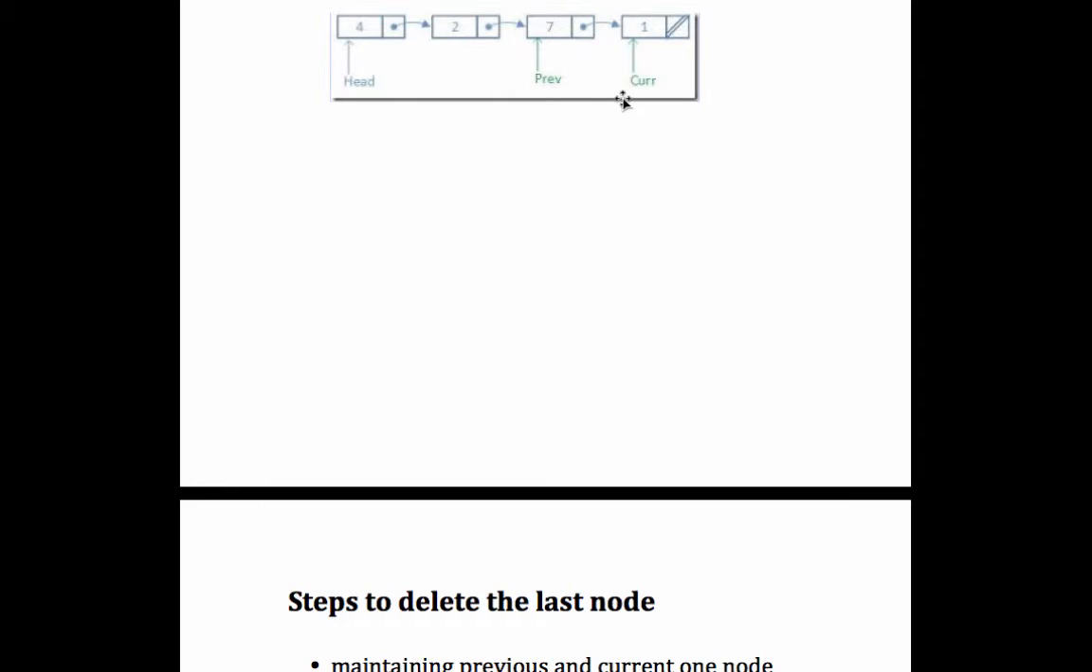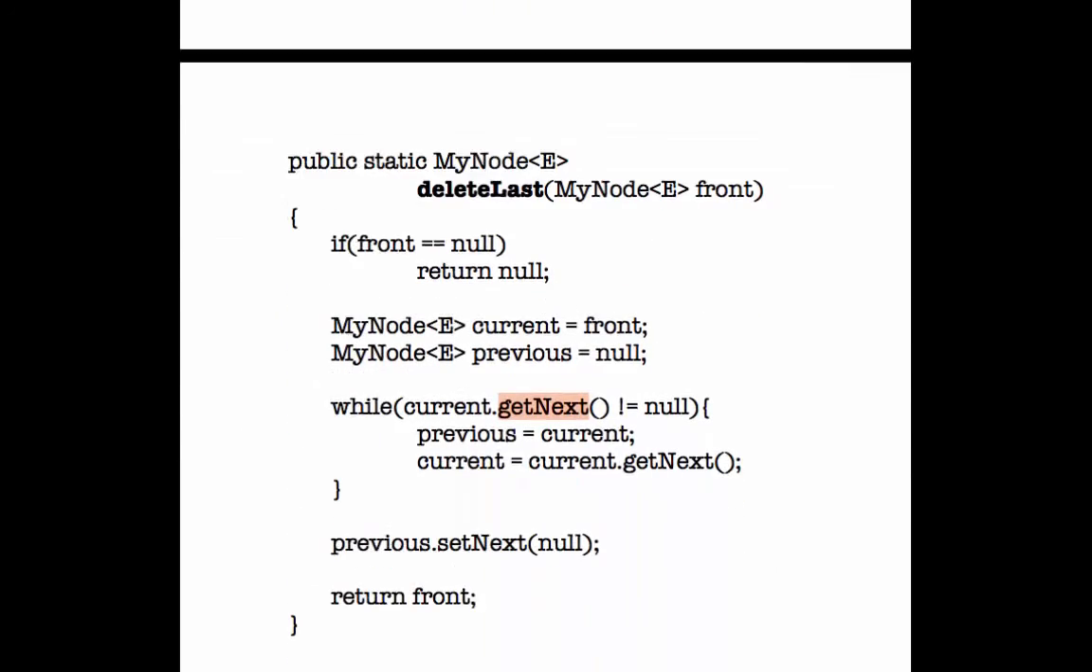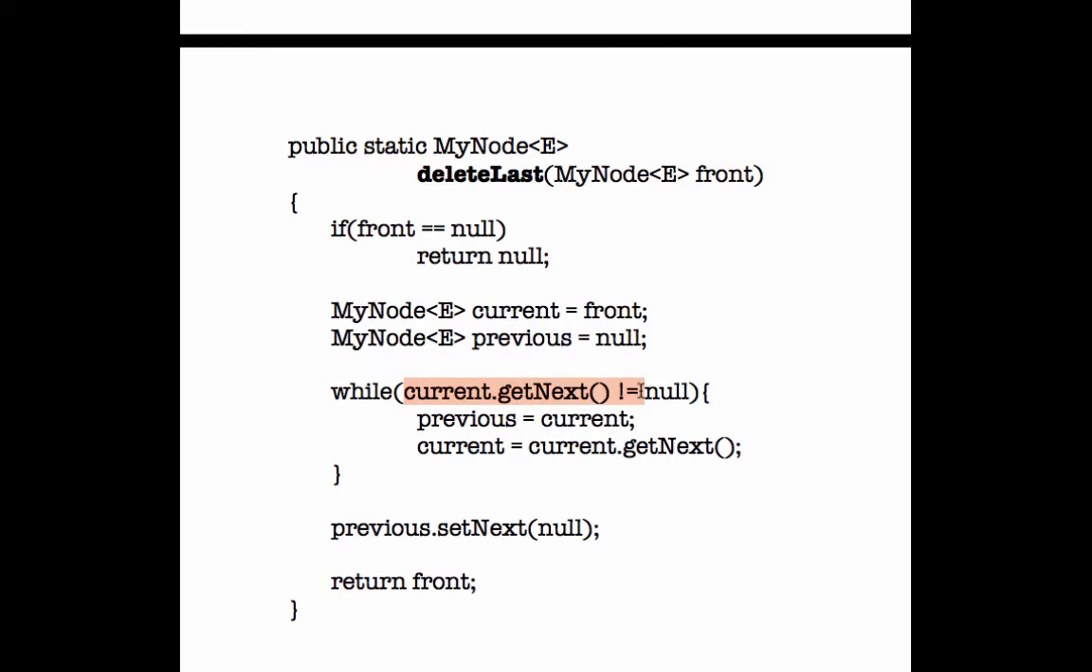So the condition that I need to check is that current.next is not null, and that's exactly what I have in my while loop. I have current.getNext() is different than null. So the loop will stop when current.getNext() is null, when current refers to the last node.